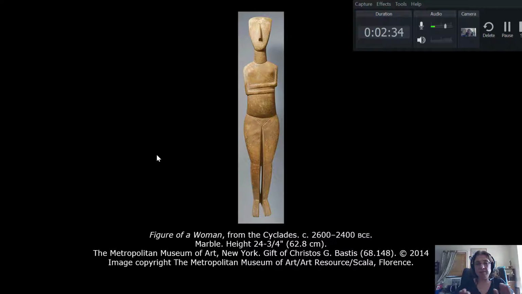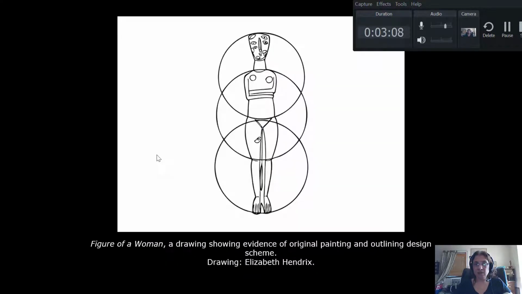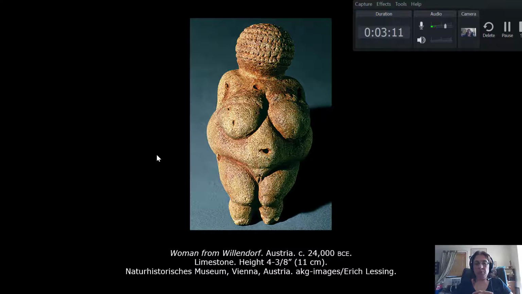And a fresco is a kind of painting that's done on wet plaster. So what I'm showing you here is a figure of a woman from the Cyclades, and she dates to circa 2600 to 2400 BCE. And she's not so big, she's a little more than 2 feet tall, and this might hopefully remind you of another image that we've looked at already this semester. So think, what could this remind you of? Well, if you said the Woman of Willendorf from Austria, you are correct.